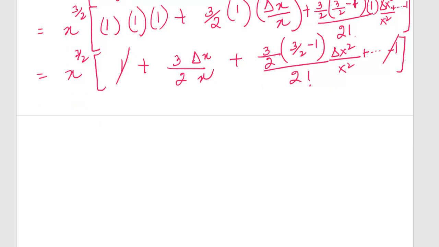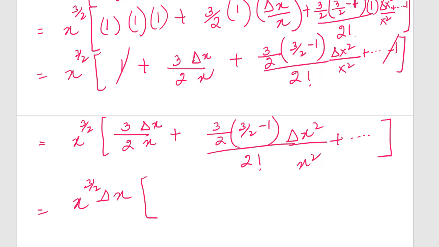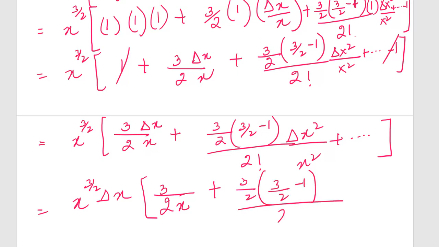Now we have here x raised to power 3 over 2, 3 over 2 Δx over x plus 3 over 2 into 3 over 2 minus 1 divided by 2 factorial Δx square over x square plus so on. Now we will take Δx as common, because we have Δx here, so here we have 3 by 2 into x. No more Δ here because we have taken it as common, so here is 3 by 2 minus 1, 2 factorial. Here we have only one Δx.